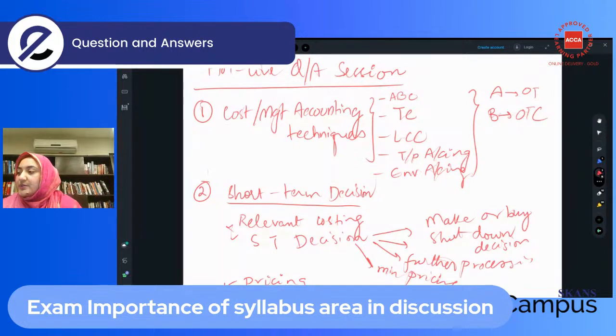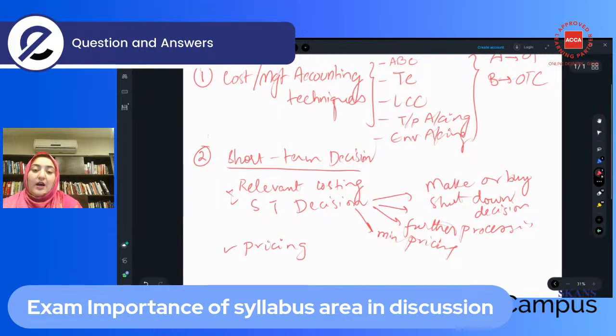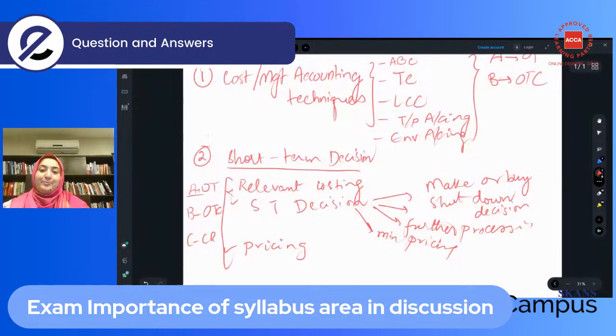Then comes the short-term decisions. I'm going to talk specifically about relevant costing, short-term decisions, and pricing. These areas can be tested in all sections of the exam: section A, the OT section, section B, the OT case section, and then section C, the constructed response or long form questions area, and they are very frequently tested.